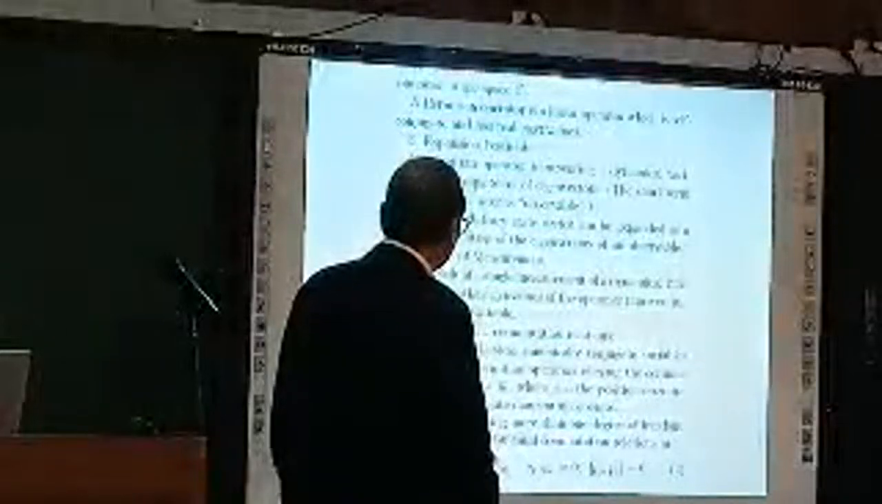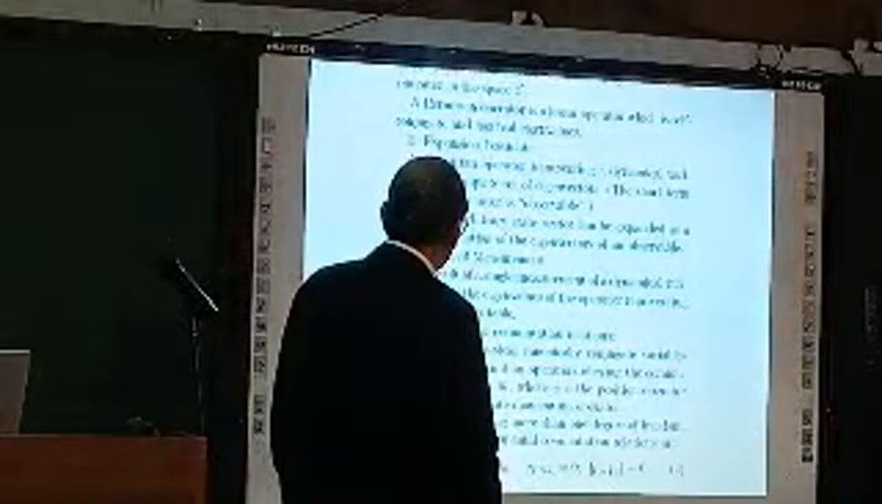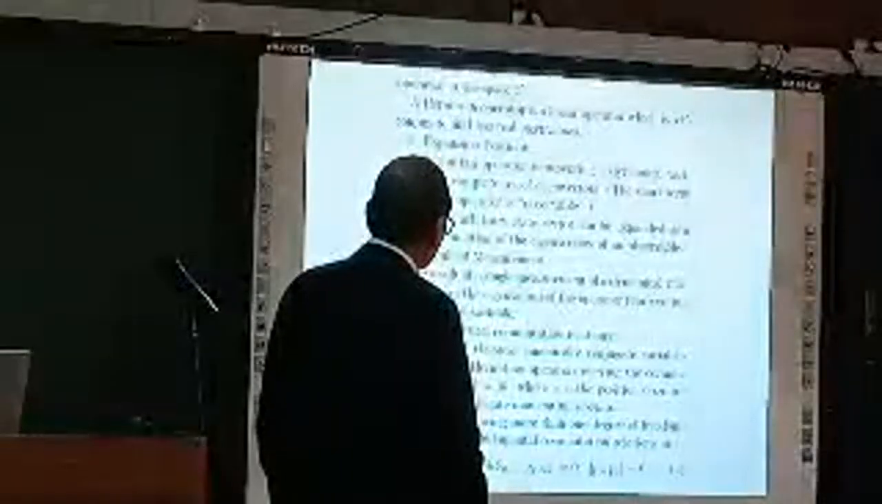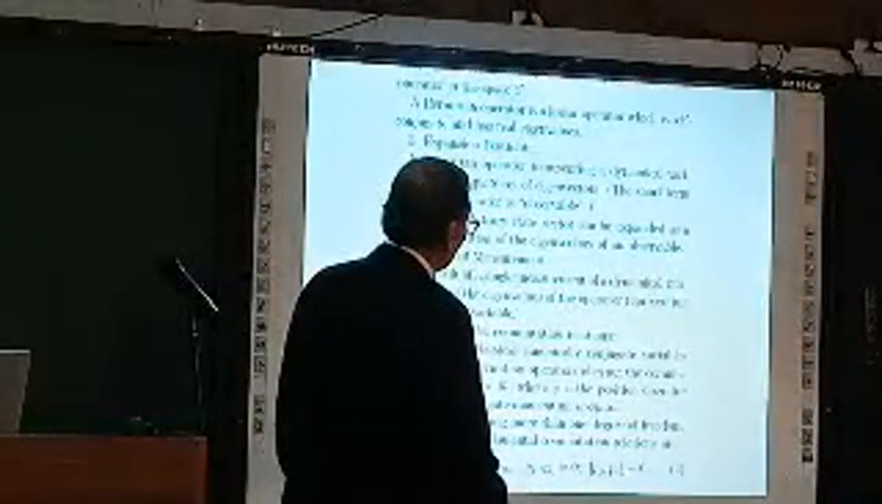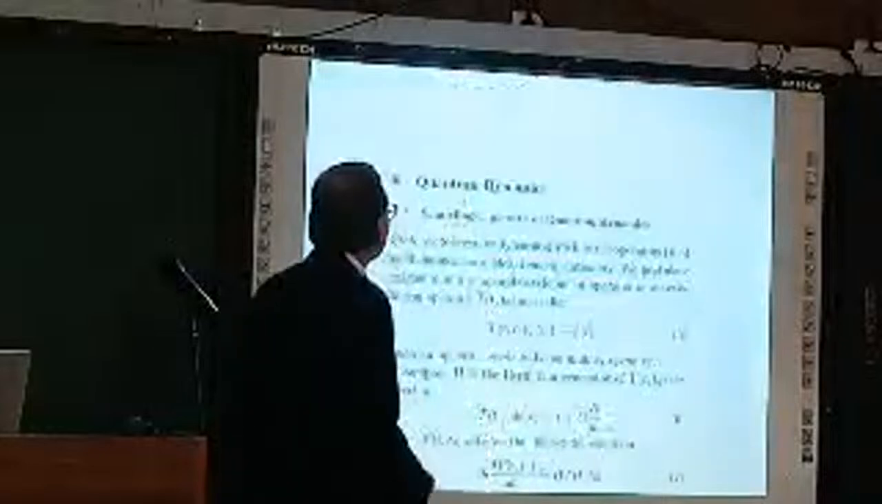For systems having more than one degree of freedom, the postulated fundamental commutation relation will read like this. Position and momentum may not commute, while position and position commute, and momentum and momentum commute. Okay, next.